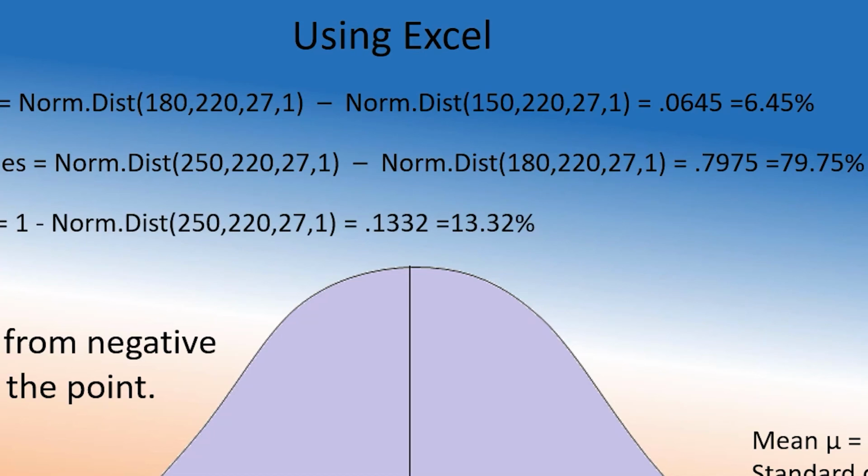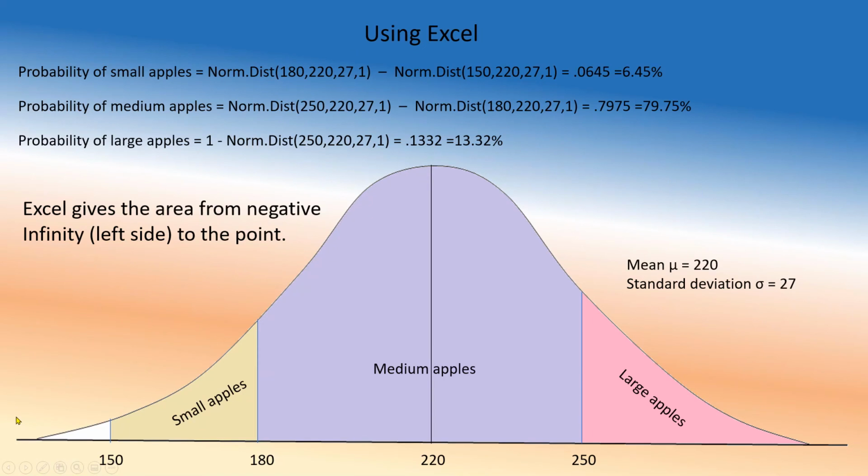And the last one, large apples. Now, this is a bit different. Why? Because what we did was we found the area from 250 all the way to negative infinity and subtracted that from 1. And that gives us this area. Other than that, we are done with this video. There's nothing more to it. We have covered literally everything, except for the cutoff point, which is the next video.